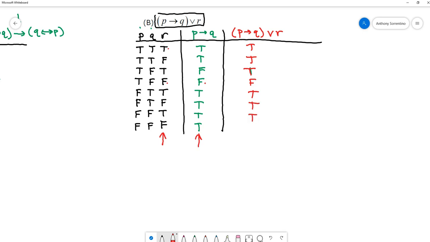So basically, this statement here would only be false under the condition where P is true and both Q and R are false. The statement would be true otherwise. So it's almost a tautology. The only thing that's keeping it from being one is this false over here. So those are those two examples.